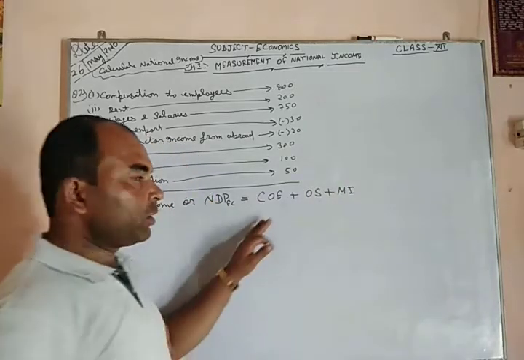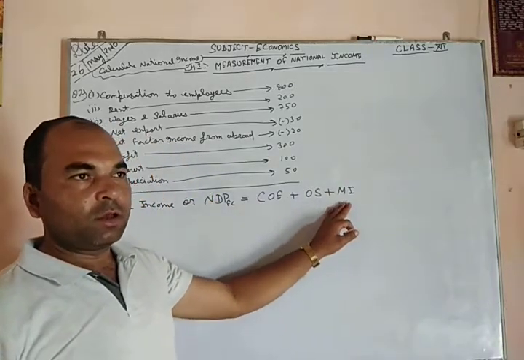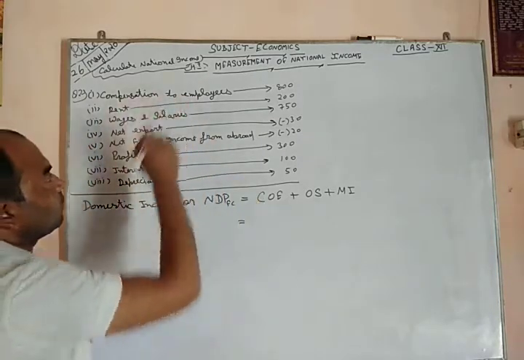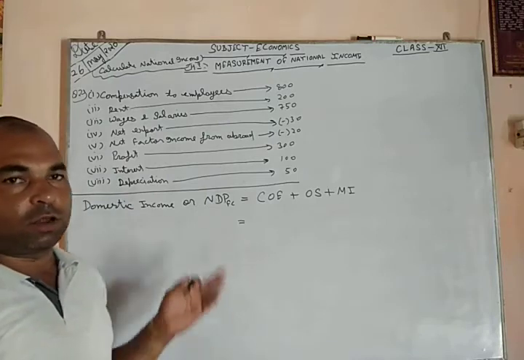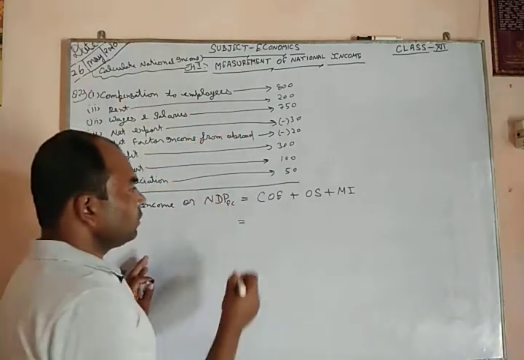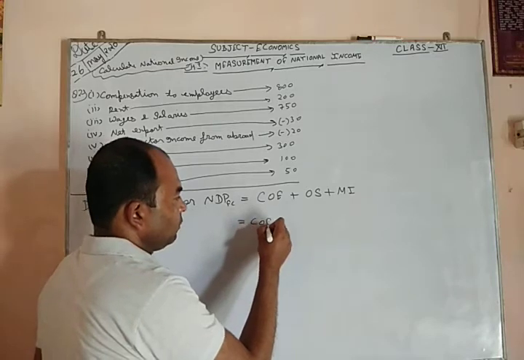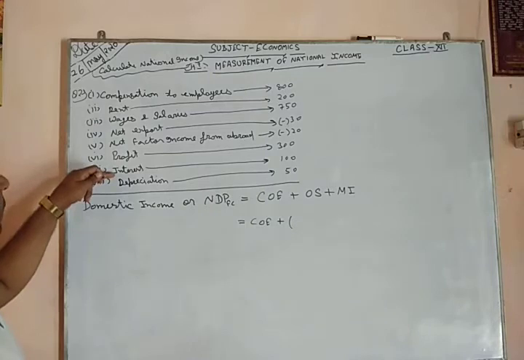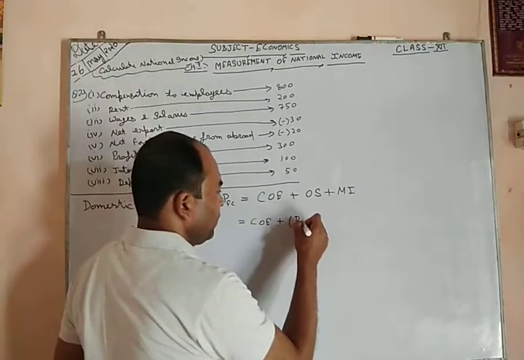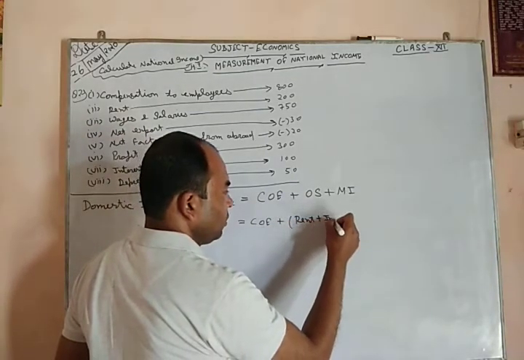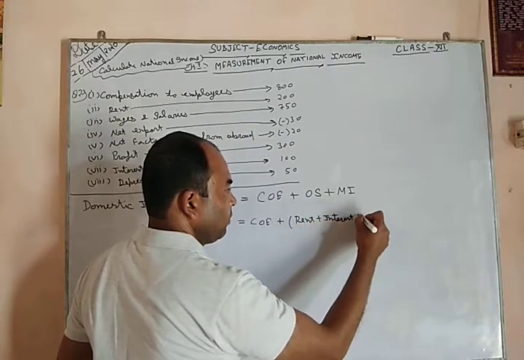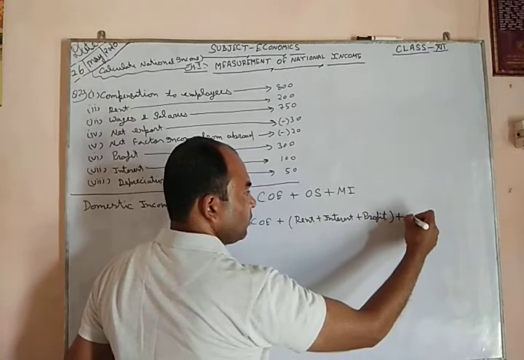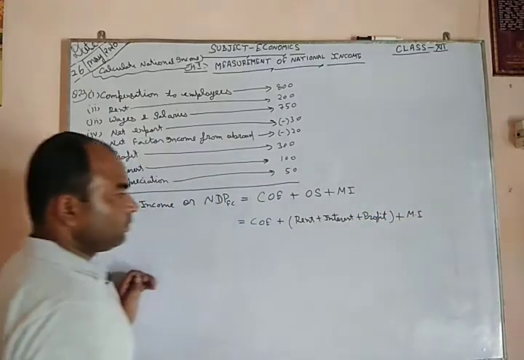It is clear to students? COE plus OS plus mixed income. So here is COE. It is given, compensation to employees. No social security scheme is given, so this is COE. Also COE is the same, plus OS: rent, interest and profit. Rent plus interest plus profit and plus mixed income. It is clear to student?